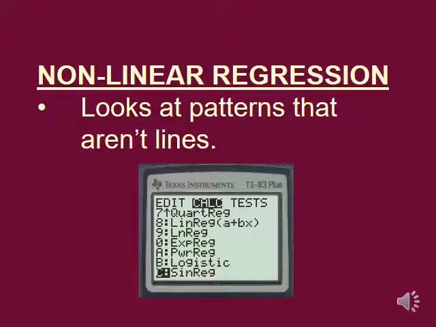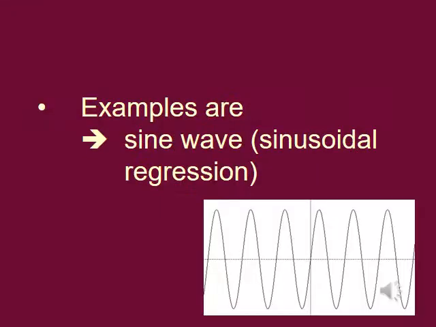Next one I actually mentioned earlier, but we didn't really do it. It's what's called nonlinear regression. And the idea of nonlinear regression is you're looking at patterns that aren't lines. You remember those scatter plots you did in the regression chapter. What we cared about there is how close to being in a straight line were they? There are, however, lots of patterns that aren't lines.